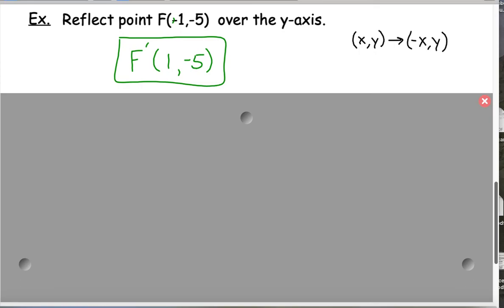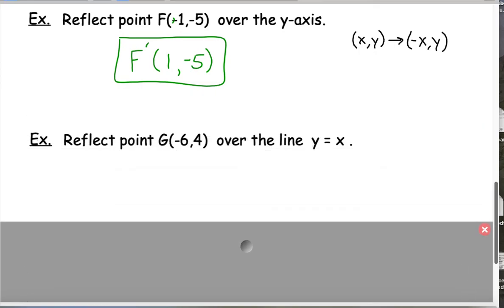All right, 2 more. How about reflecting the point G over the line y = x? What was the rule for that? x, y becomes y, x. So we just switch the order of the two numbers. So G prime is going to be 4, -6.